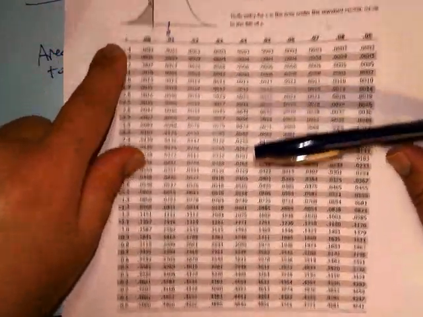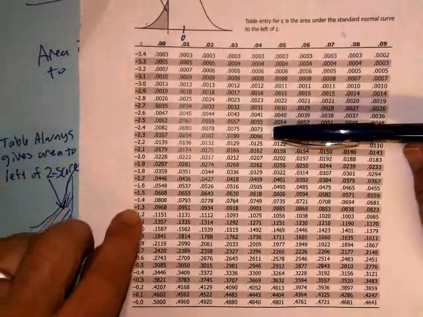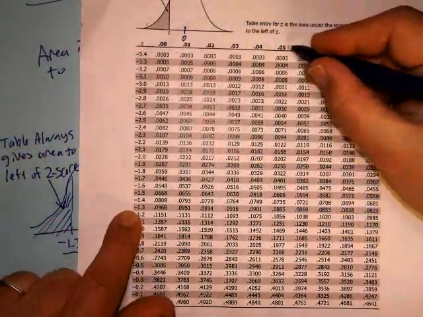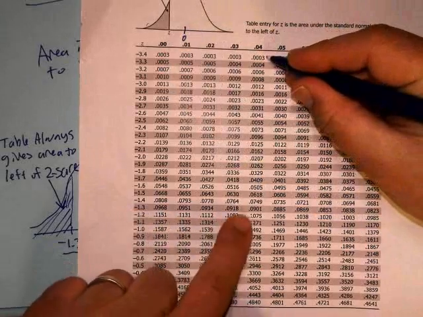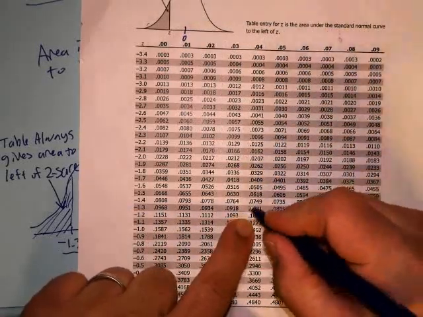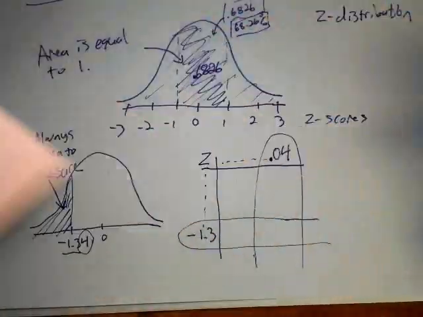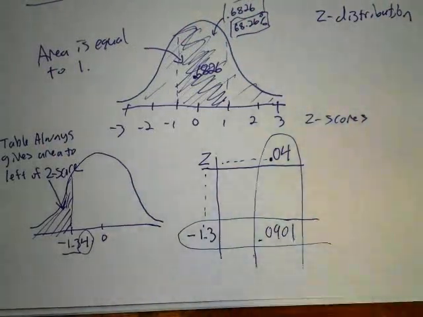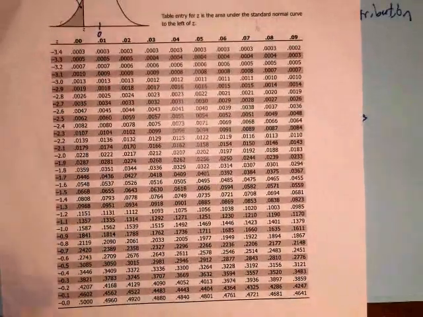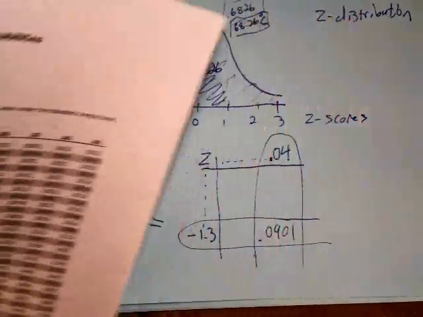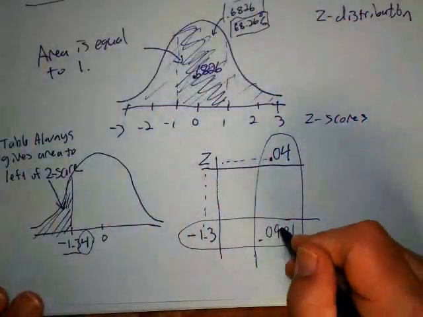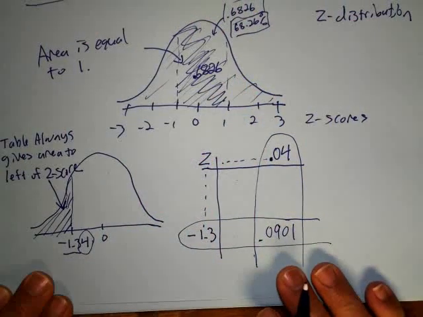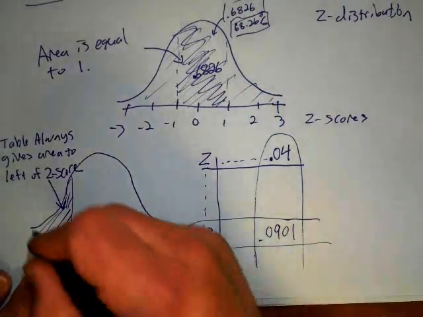So it looks like this. I'm going to look up negative 1.3, 0.04, and where this and this intersect, I get this 4-digit decimal number. It is 0.0901. So if you have a table, you might want to look it up and make sure you're doing it right and you're getting the same number here. Okay, and so that's going to be this area.